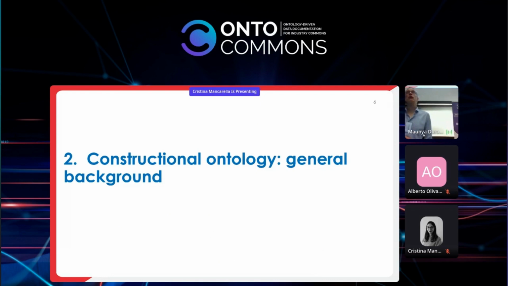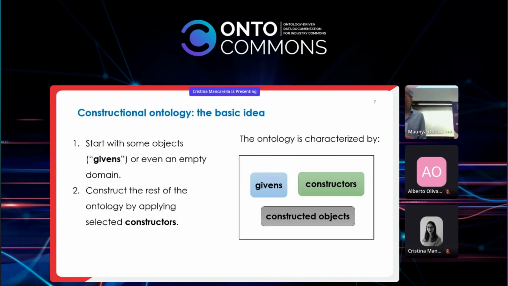So here's a little bit about constructional approaches and what we mean by that. So the basic idea is that you start with some givens, objects that are just given to you from the outside, as it were. Then you have constructors, so operations that you can apply to the givens so as to produce constructed objects. And often you could produce these objects in different ways. There may be choice here. We will see some examples of that as we go along.